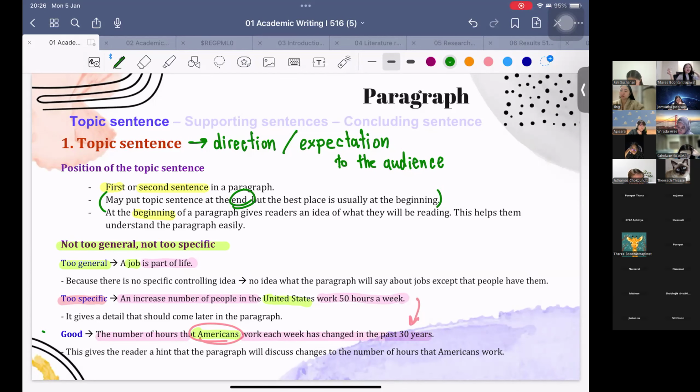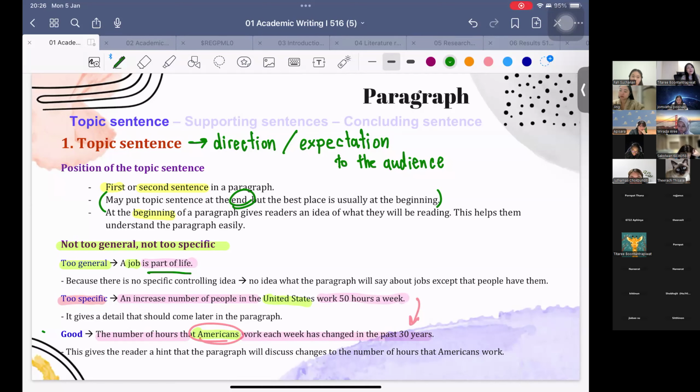However, the point is about the controlling ideas. Sometimes when you mention the controlling idea, it might be too broad or too general. In this case, the example provided is "a job is part of life." When you say something like that, it's kind of broad.